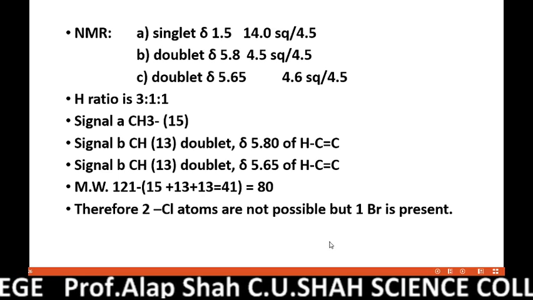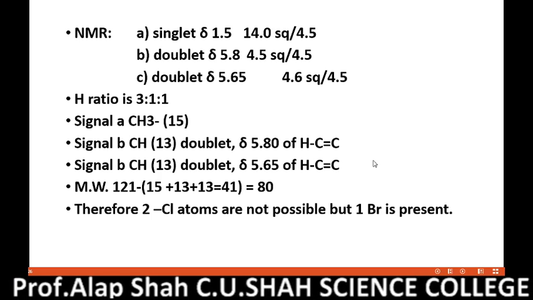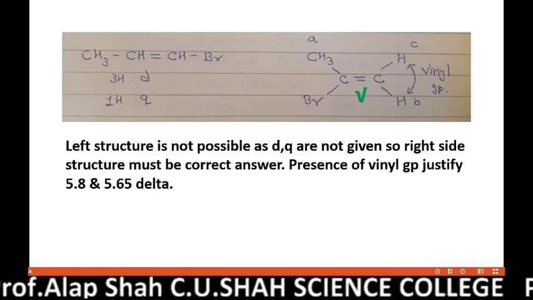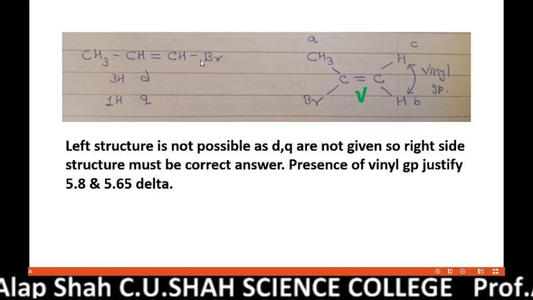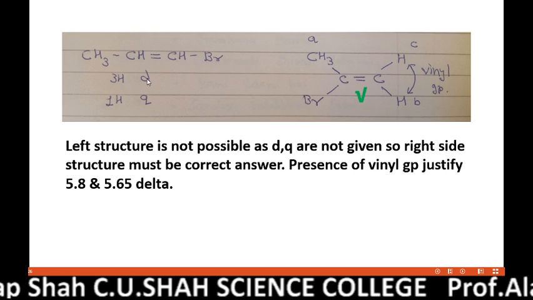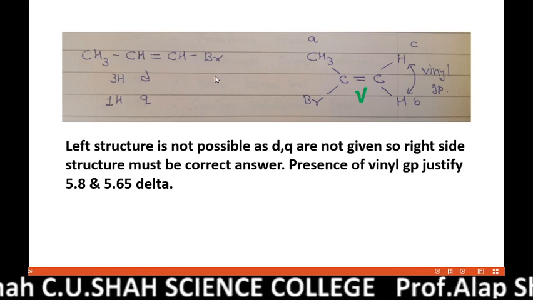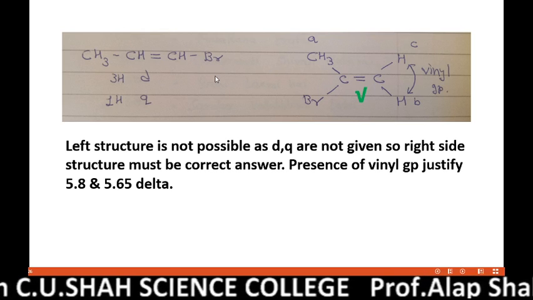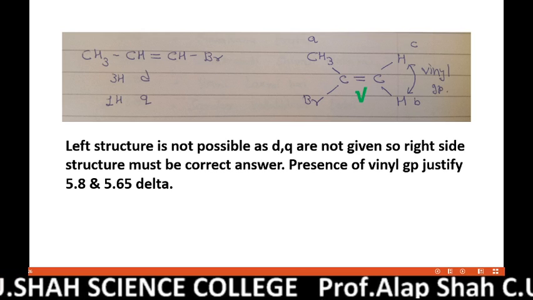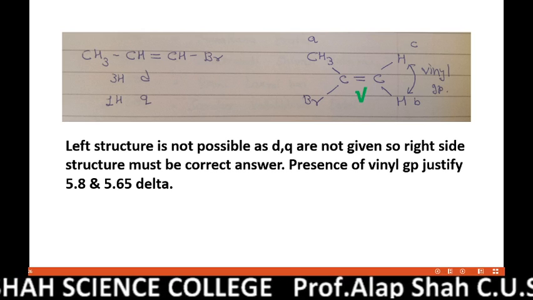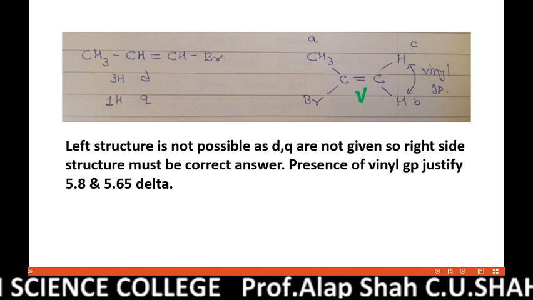And also we should remember that from the IR we can say that a double bond is present. So two structures are possible: CH3, CH double bond CH and Br, which is the very obvious structure. Another possibility is, but friends, again and again I am telling you this, whenever you arrive at any structure as an answer, you should always recheck and match it with the given data.